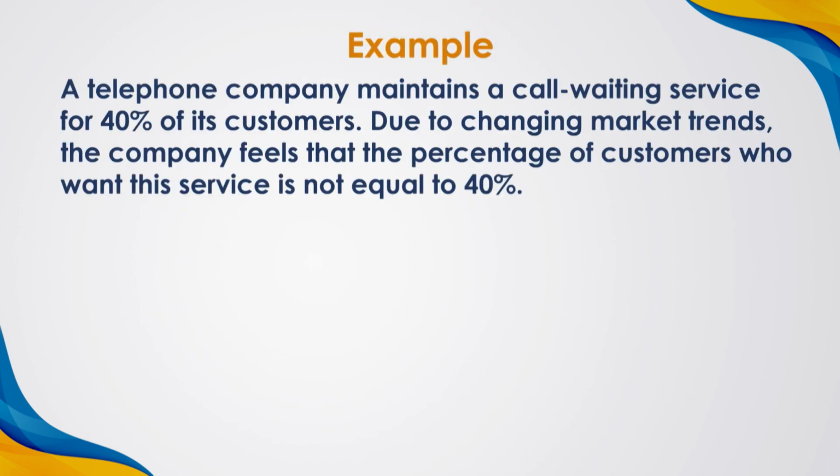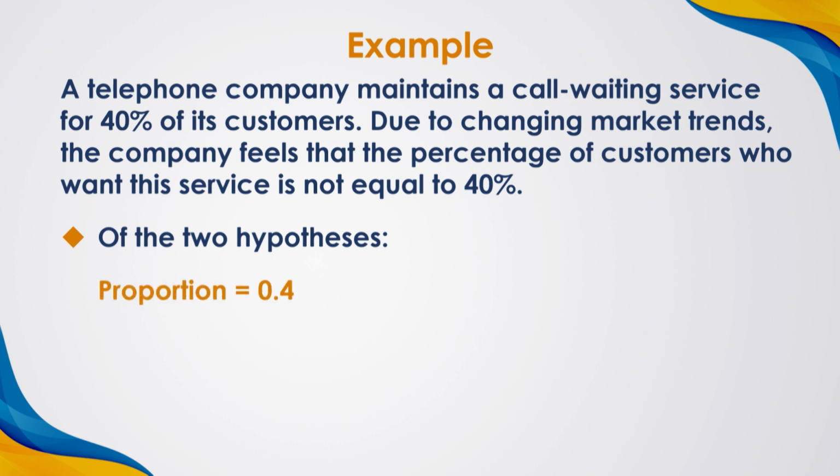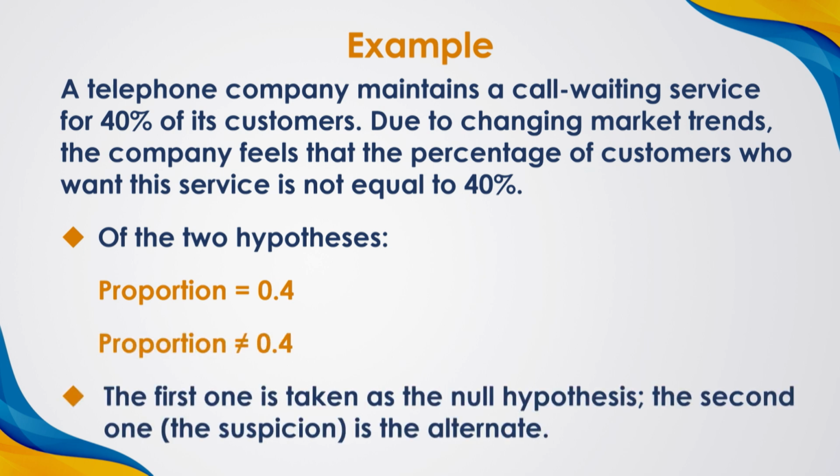Example: a telephone company maintains a call waiting service for 40% of its customers. Due to the changing market trends, the company feels that the percentage of customers who want this service is not equal to 40%. Of the two hypotheses, proportion equal to 0.4 and proportion not equal to 0.4, the first one is taken as the null hypothesis, and the second one, the suspicion, is the alternate.